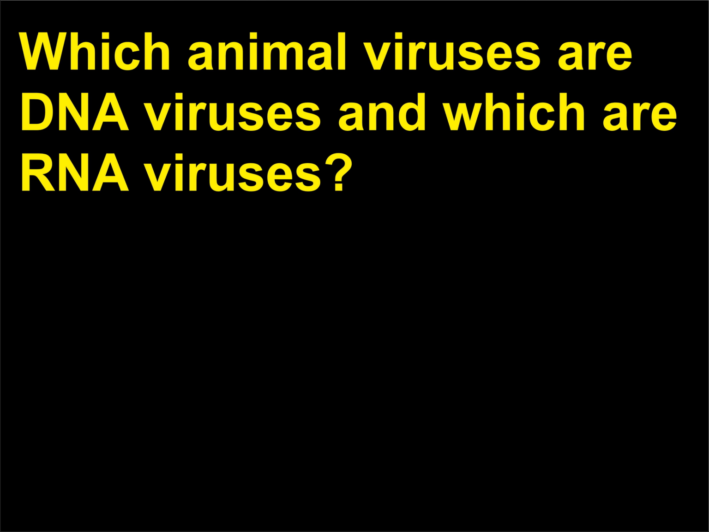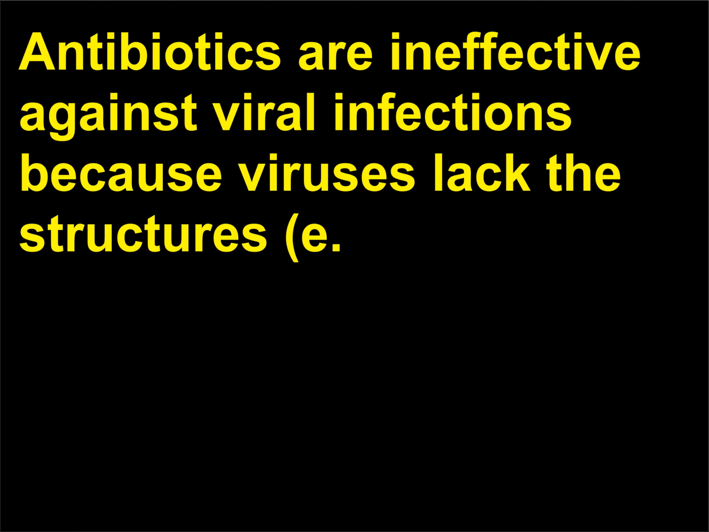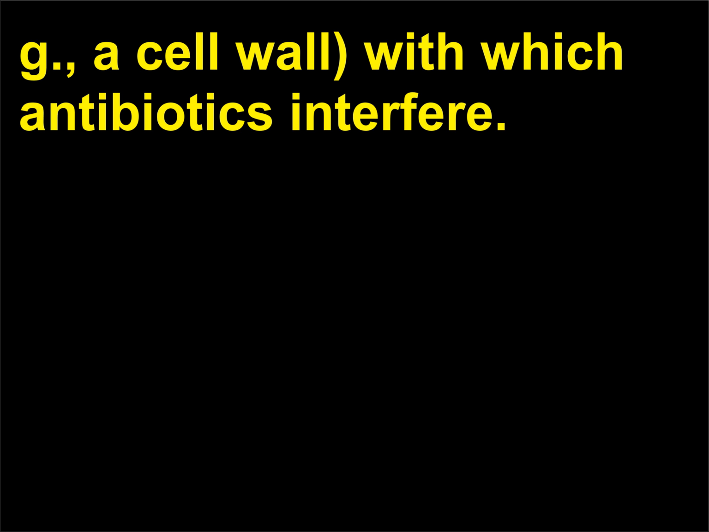Which animal viruses are DNA viruses and which are RNA viruses? Why is it difficult to treat viral infections with medications? Antibiotics are ineffective against viral infections because viruses lack the structures, e.g., a cell wall, with which antibiotics interfere.